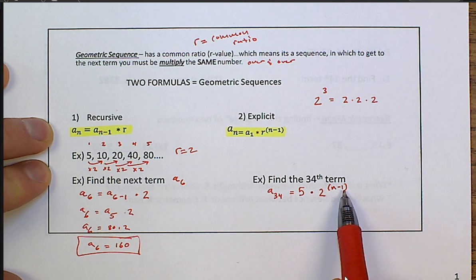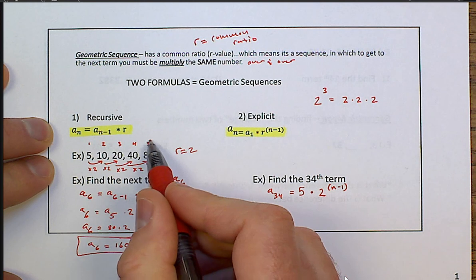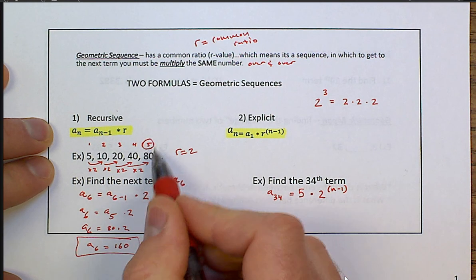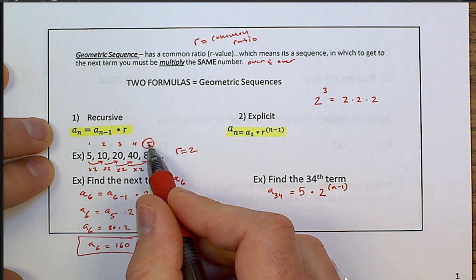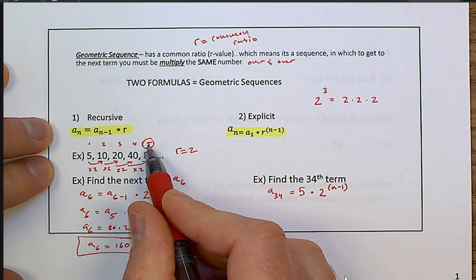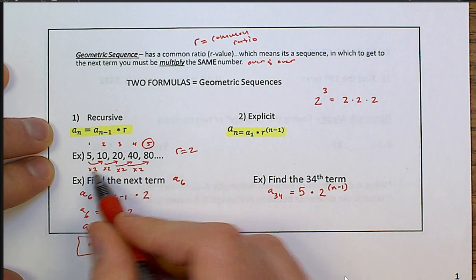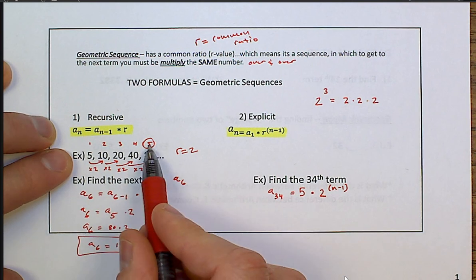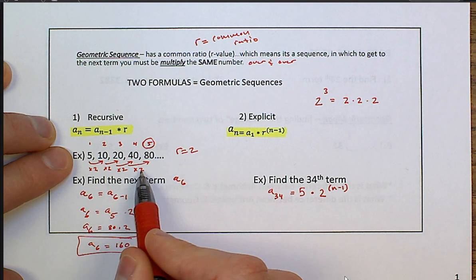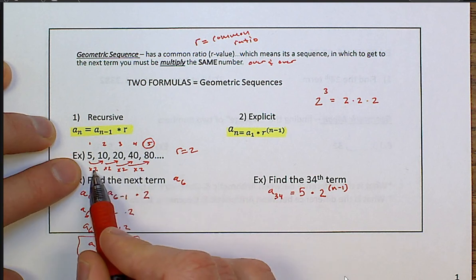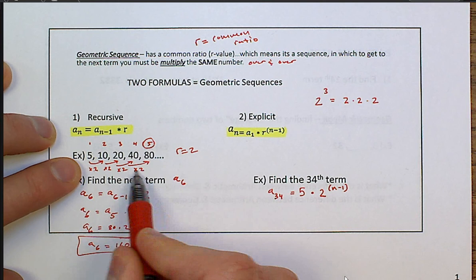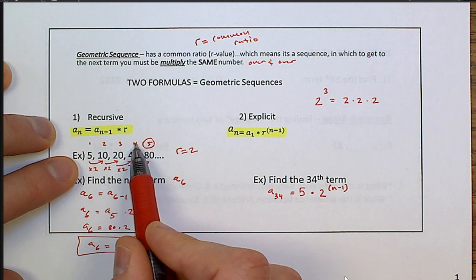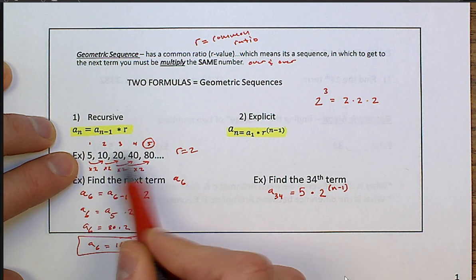Well, take a look. To get to my 5th term of 80, focus on the term number 5. How many times did I multiply 2 by the 5 to get to 80? To get the 5th term, I multiplied 5 by 2, 1, 2, 3, 4 times. 5 minus 1, 4. If I find the fourth term, look at the fourth term, which is 40. How many times did I multiply 2 by the 5 to get 40? 1, 2, 3. 4 minus 1 is 3.